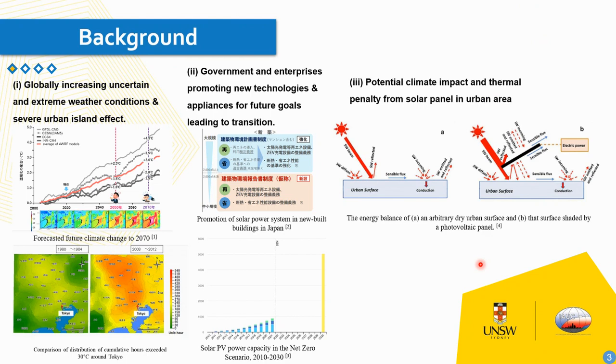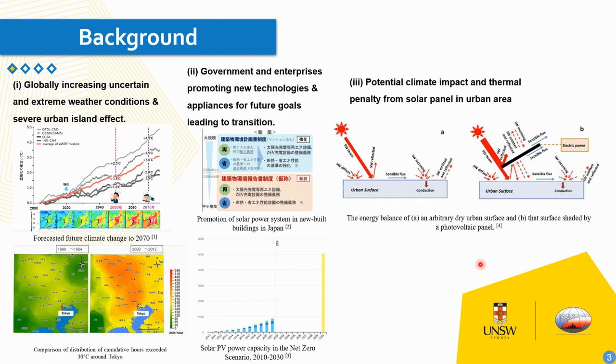For the second point, because we are considering PV panel installation and deployment in urban areas, both the government and private companies in Japan are promoting new technologies and prices for a transition to a new energy structure. These are some policies from the Tokyo government, sorry, it's in Japanese, on the obligation for new buildings to have PV panels. The one below shows that distributed PV panels are playing an increasingly important role in the renewable energy sector.